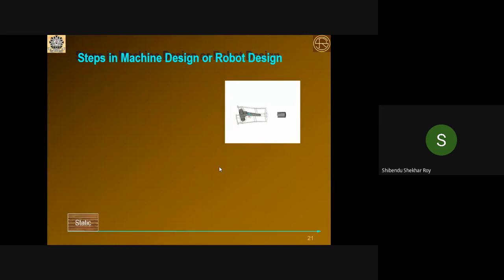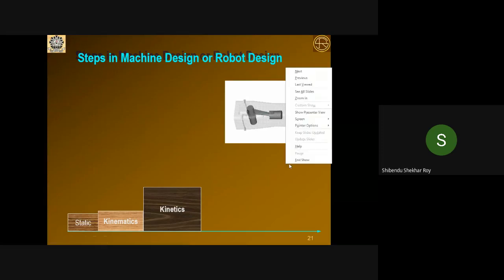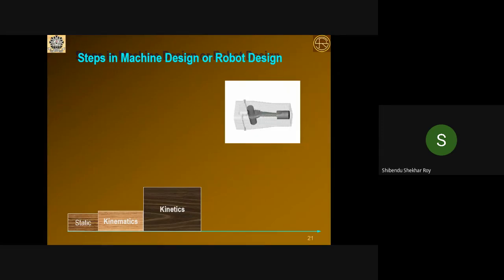Now, the general steps involved in machine design, as I mentioned yesterday: first you have to solve the kinematics. If the link is stationary, then you have to solve statics. From statics, you will get the external load acting. From kinetics, you can find out how much external force or torque is required in order to get the desired kinematic or motion parameters.